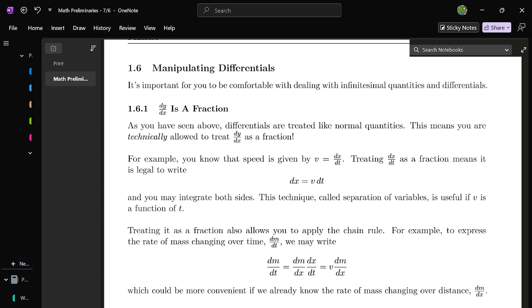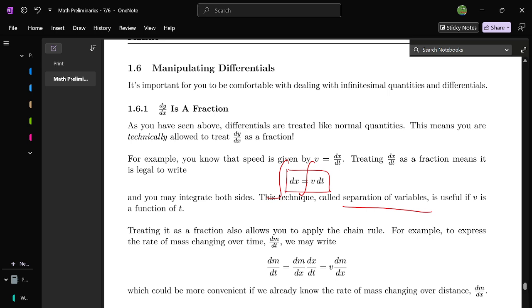So one example is, you might know that speed is given by the derivative of position with respect to time. So you can treat this dx dt as a fraction. So if you treat it as a fraction, then you can simply write this by shifting your dt over. And once you have this, you can proceed to integrate both sides if you wish. So this is what I've talked about earlier. It's called separation of variables.